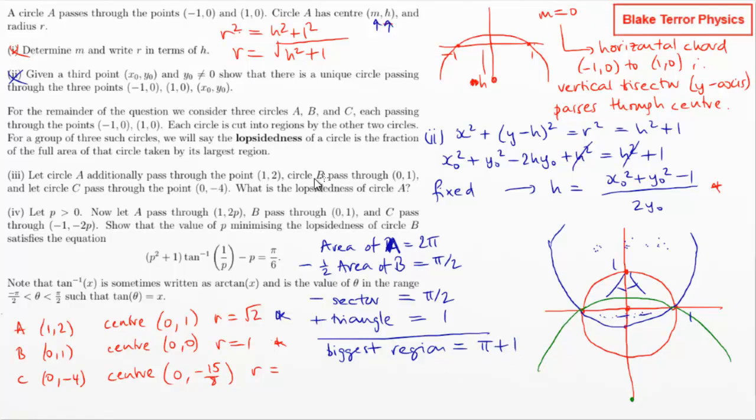Now we need that to be a fraction to give us the lopsidedness. So the lopsidedness, let's call it L of A, is going to be equal to pi plus 1 divided by 2 pi. That was nice. That was a fun exercise.